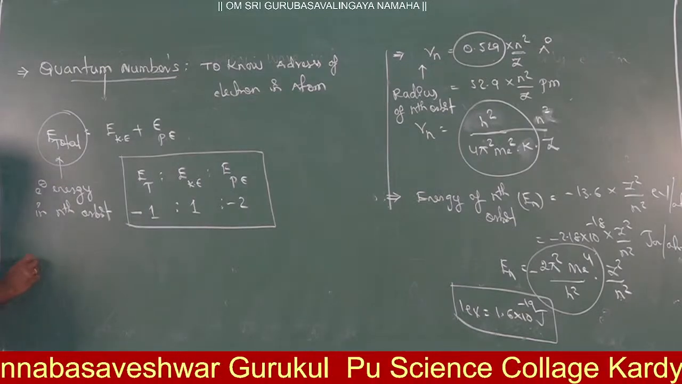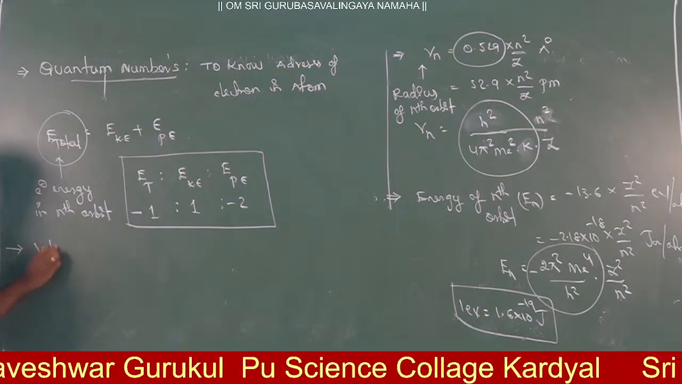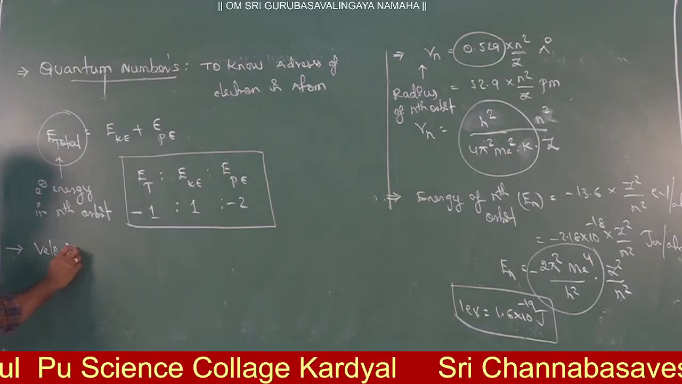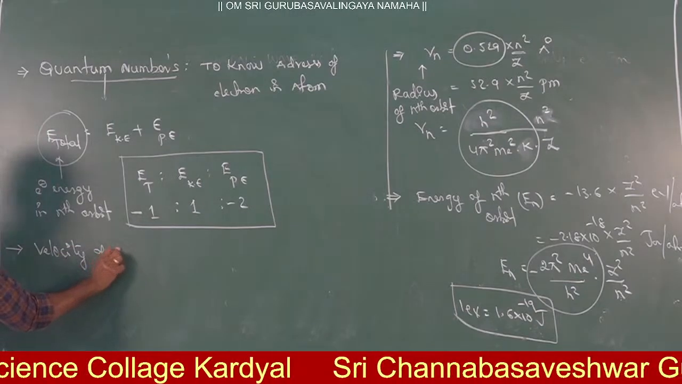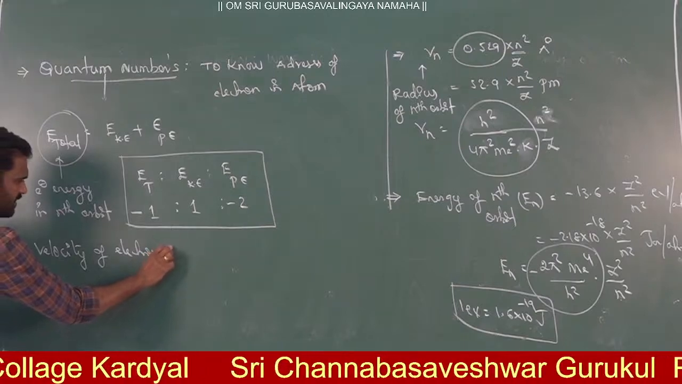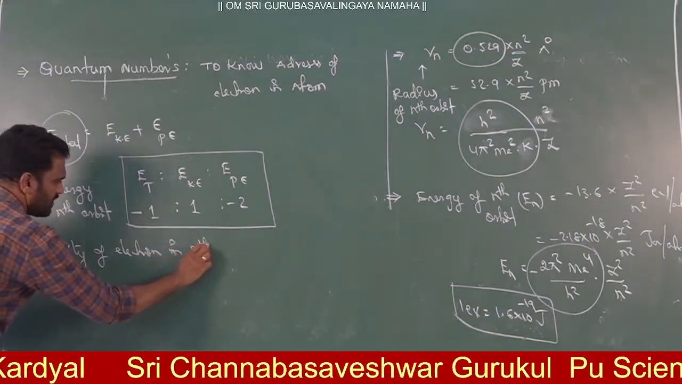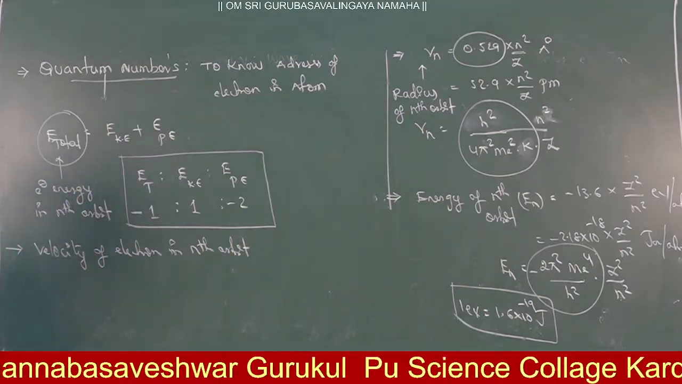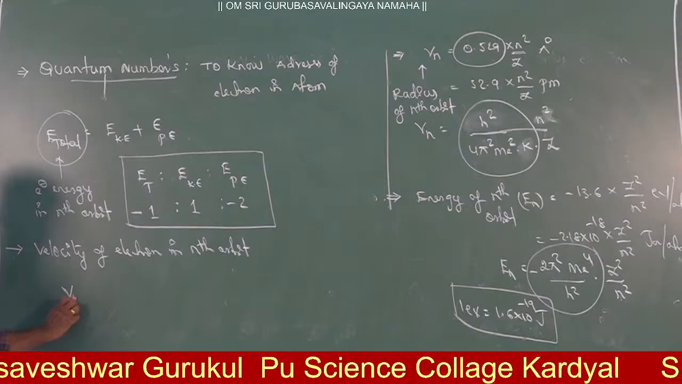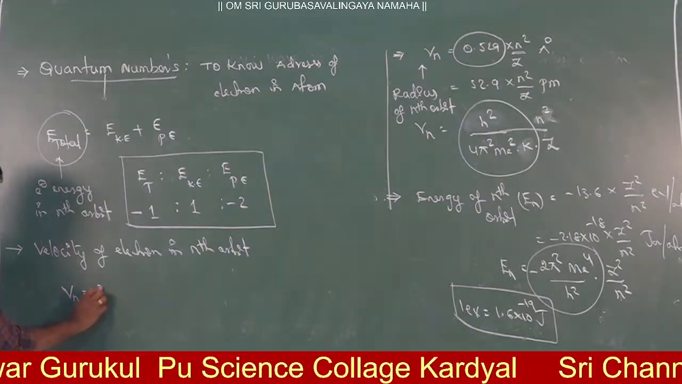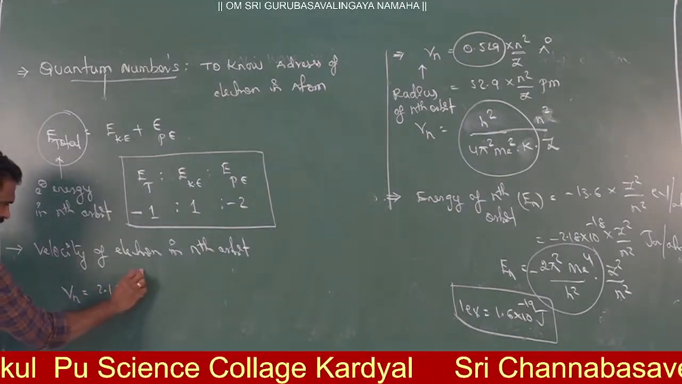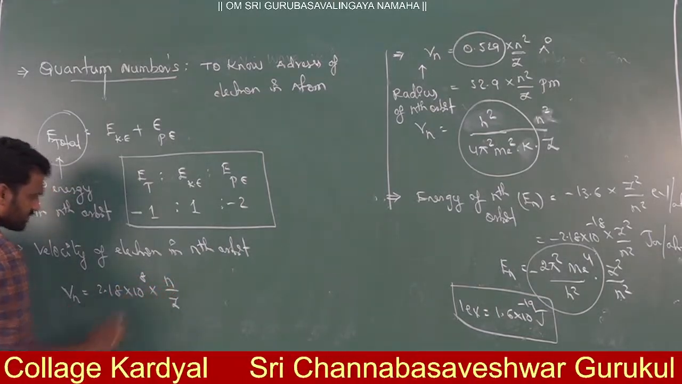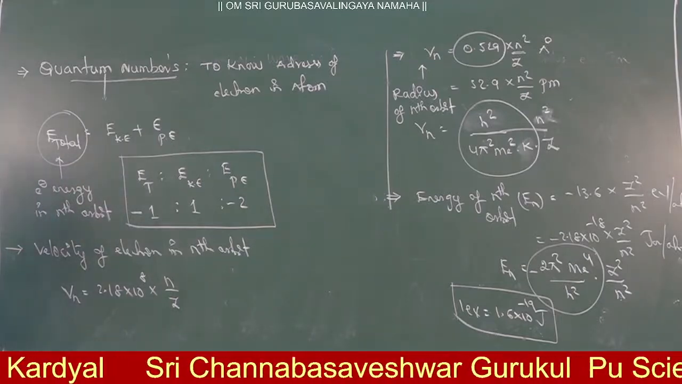Next, one more point. Let me give the velocity of the electron. This velocity you can also express with the principal quantum number: velocity of the electron in the nth orbit. So you can successfully calculate velocity. It is not mentioned in NCERT, but here Vn equals 2.18 × 10⁸ n by Z.